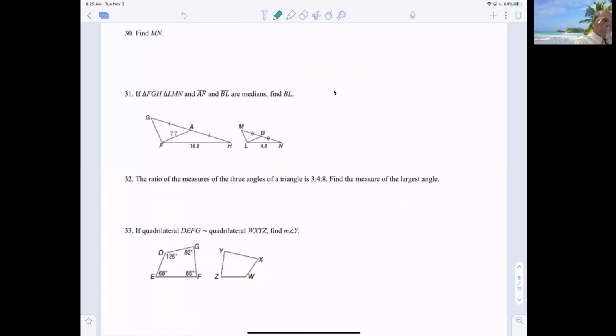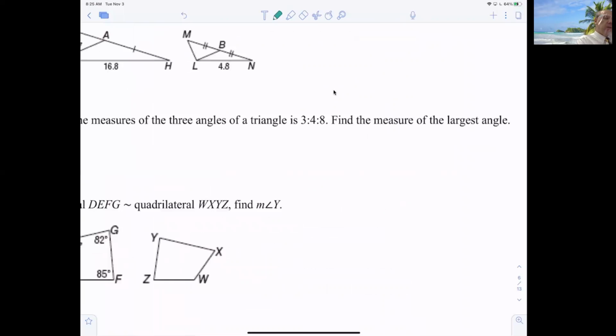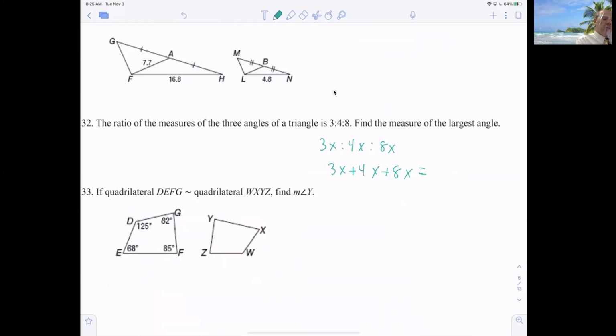32? The ratio of the measures of the 3 angles is 3 to 4 to 8. Now the most important thing: if something is in a ratio, you can say it's 3x to 4x to 8x. You agree with that? And then you know that 3x plus 4x plus 8x has to equal what? 180, thank you. So he's correct. 15x is equal to 180. Which one's the largest? It's 8, so it's easy. The hard part is knowing it's 3x, 4x, 8x.